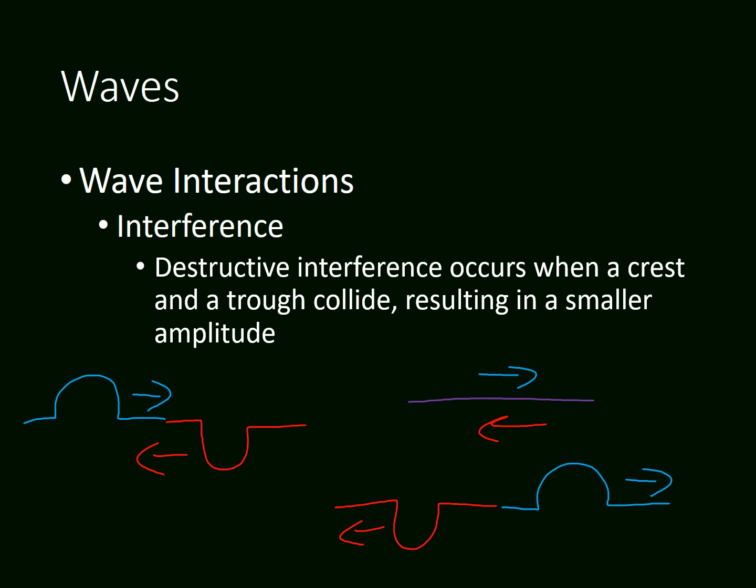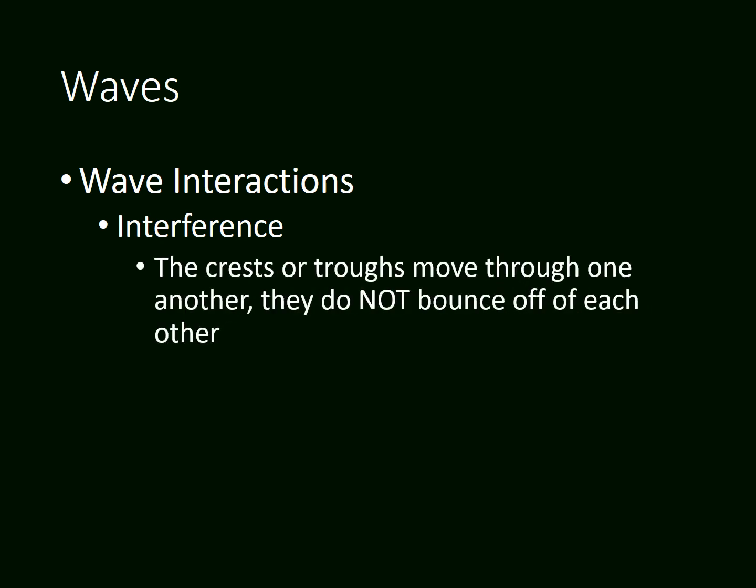It's a little easier to see this with destructive interference because the crest and trough are on opposite sides. So it's important to note that with interference, the crests and troughs move through each other. They do not bounce off of each other. If they bounced off of each other, we would never actually be able to see or hear anything.